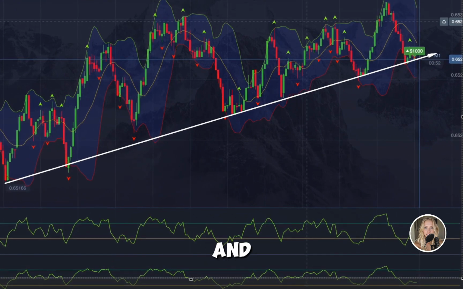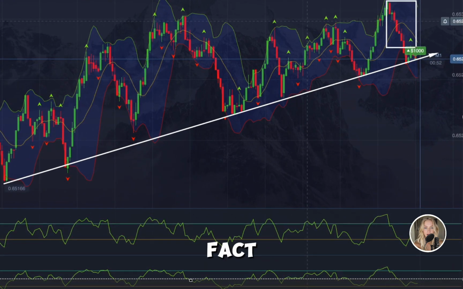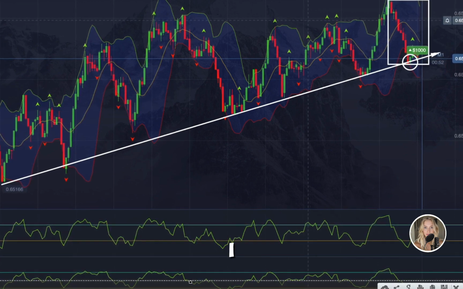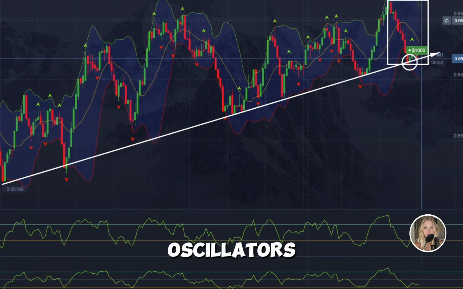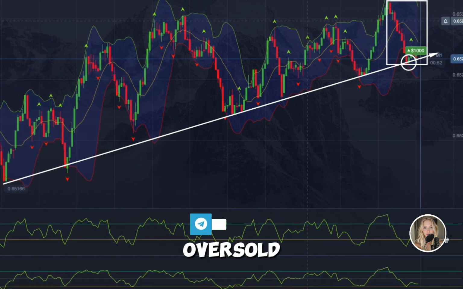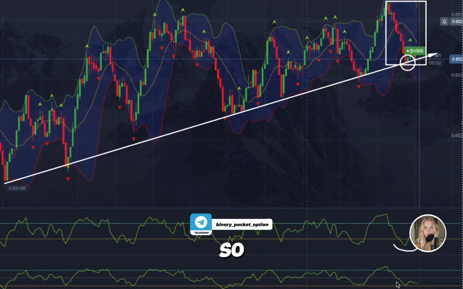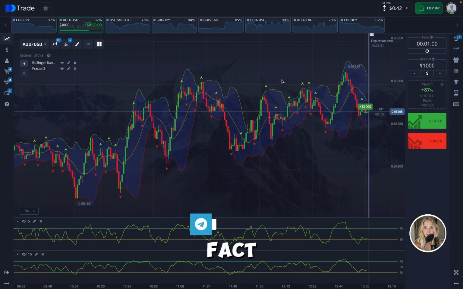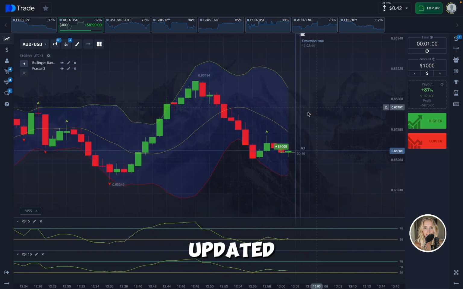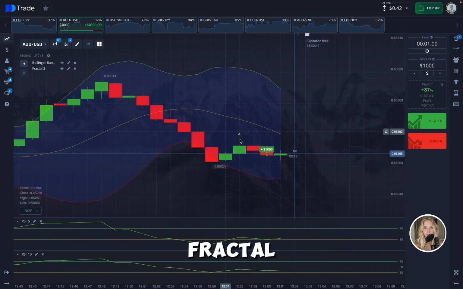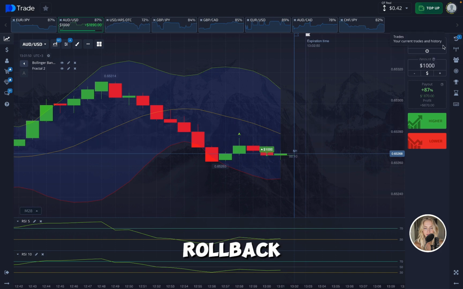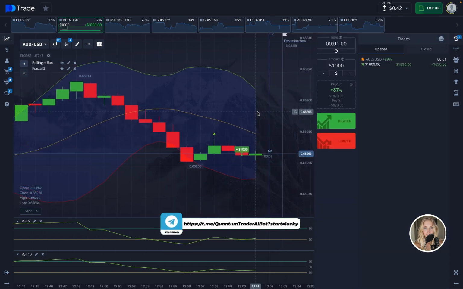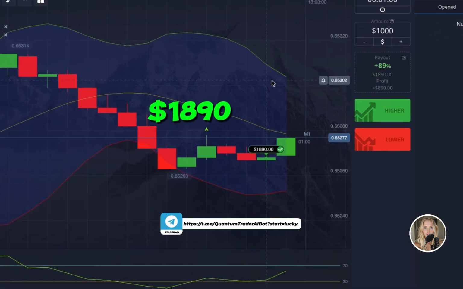After this pullback and touching a new local minimum, which in fact should show us a fractal, further dynamics should go up. I also pay attention to the oscillators and see that we are moving out of the oversold area for both oscillators. So, in this case, I will open the deal anyway to increase, despite the fact that here we have updated the local maximum for the fractal and, in fact, our rollback may have already ended. So the last seconds. And the first deal closes in A+.